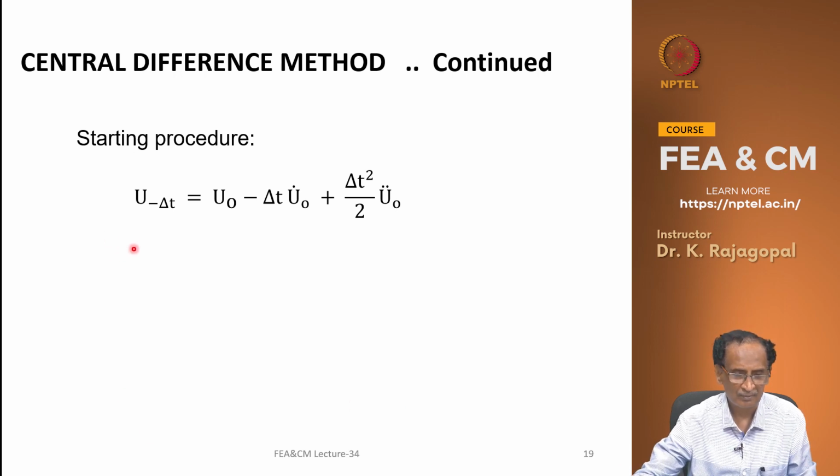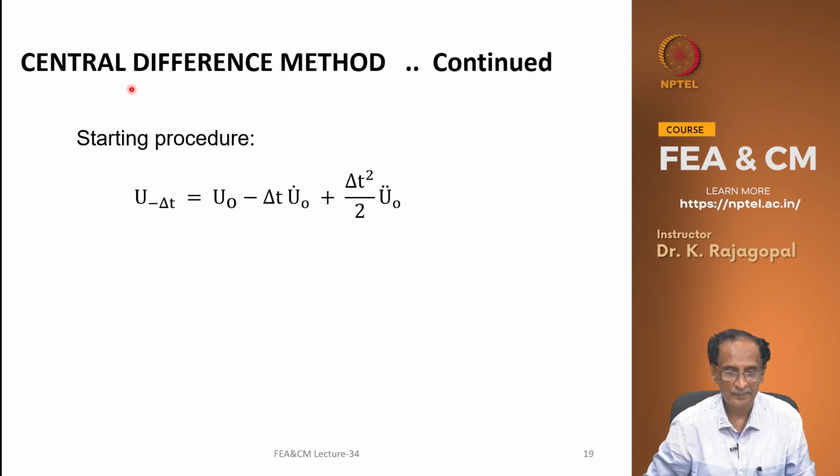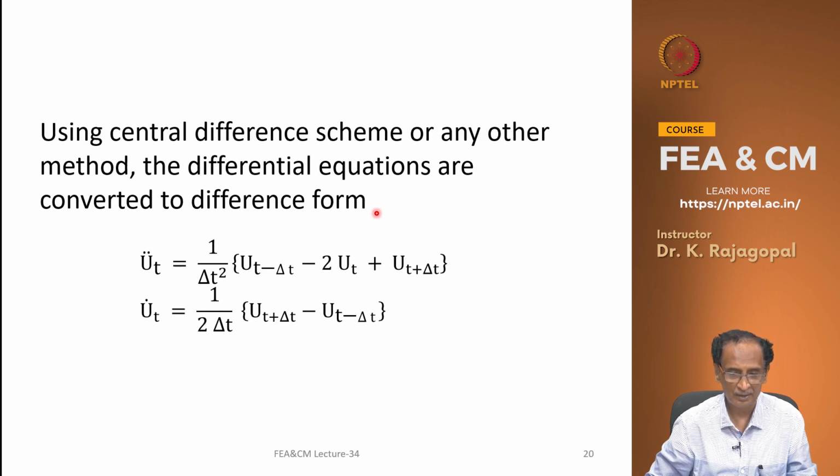And the starting procedure, the displacement at time minus delta t, we can get by setting t to 0, and then we can get the displacement at the previous time step as u naught minus delta t times u dot 0 plus delta t square by 2 times the acceleration at the initial time step. And once you have this, we can do the time marching scheme.